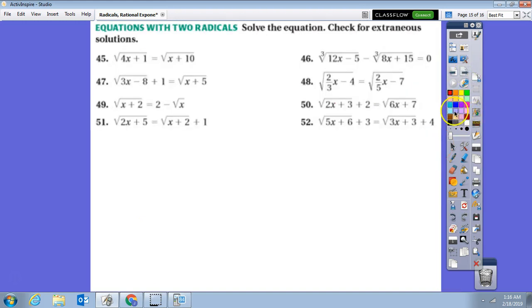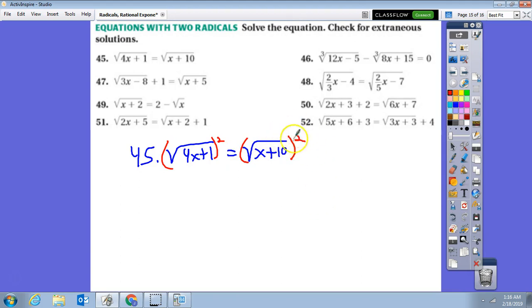The final thing I'm going to look at is what happens if you have more than one root in the same problem. And we're going to take a look at one that you could see, for instance, like number 45, where you have the square root of 4x plus 1 equal the square root of x plus 10. You have a square root on both sides, so you square one side to get rid of the square root. What you do to one side, you gotta do to the other, and you end up with a square root canceling out on both sides. And then your equation is back to just solving like you've done before in the first chapter of the year.